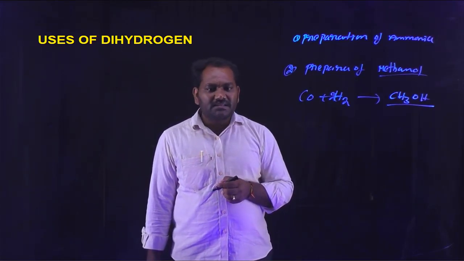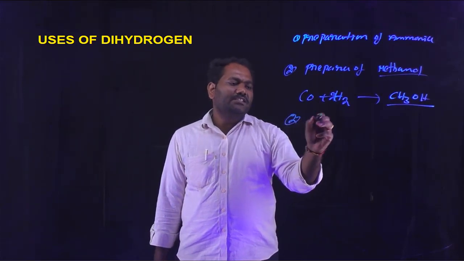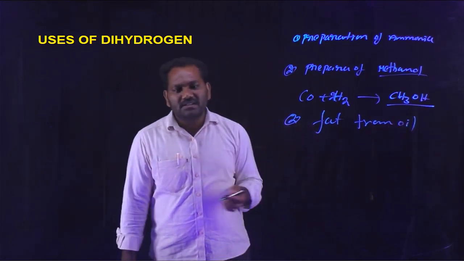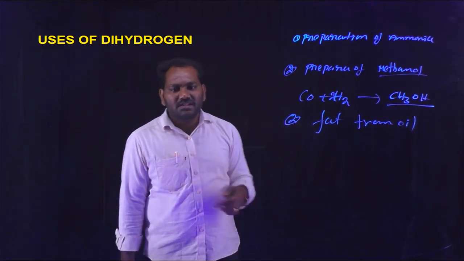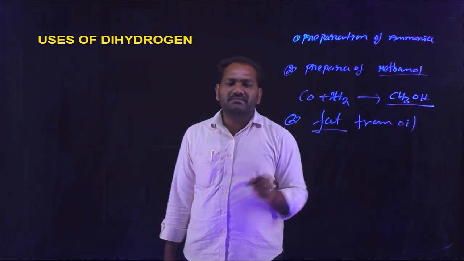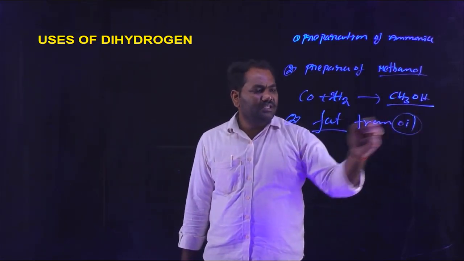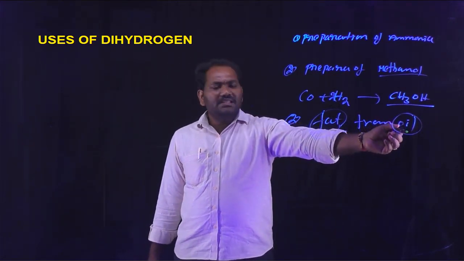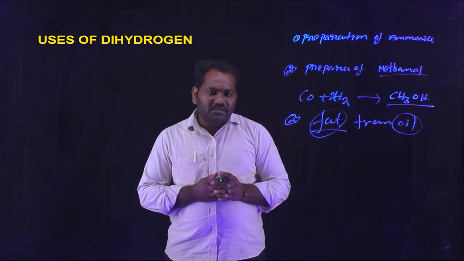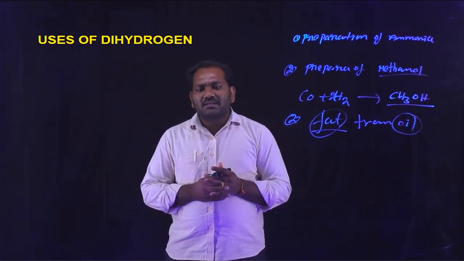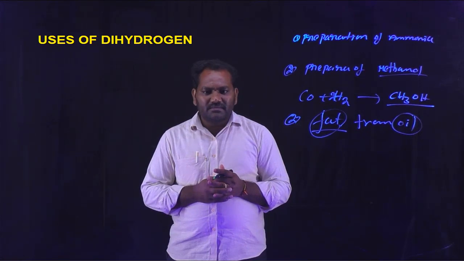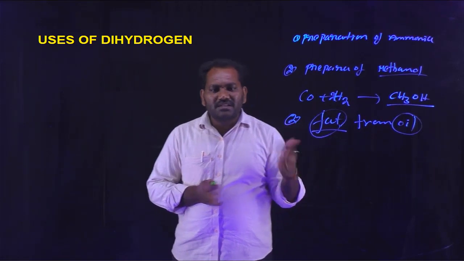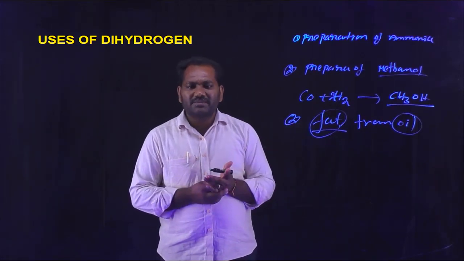Okay, like this, and manufacturing of vanaspati fat from oil. Generally, oils are unsaturated compounds, while fat is saturated. Oil is unsaturated. That is the difference between oil and fat. Oil is nothing but an unsaturated hydrocarbon. Fat is a saturated long chain hydrocarbon. If oil undergoes hydrogenation, it is converted to fat. Simply, that is the difference between oil and fat.